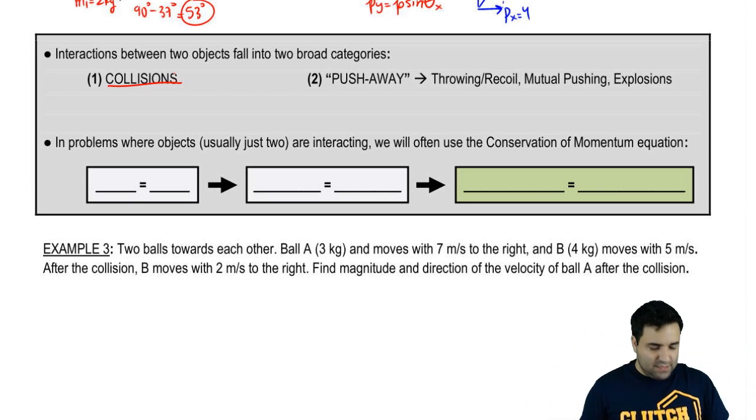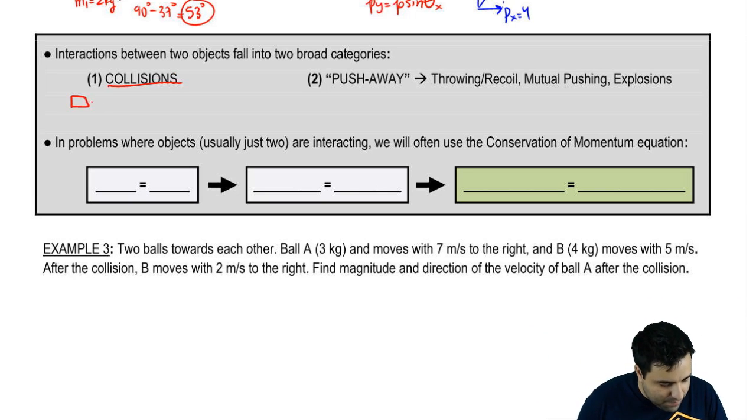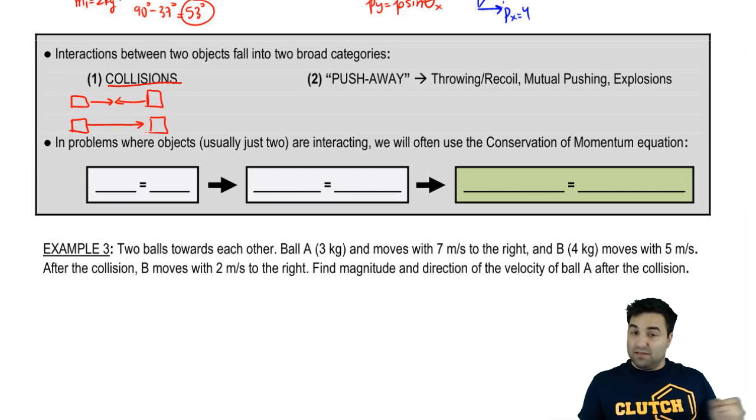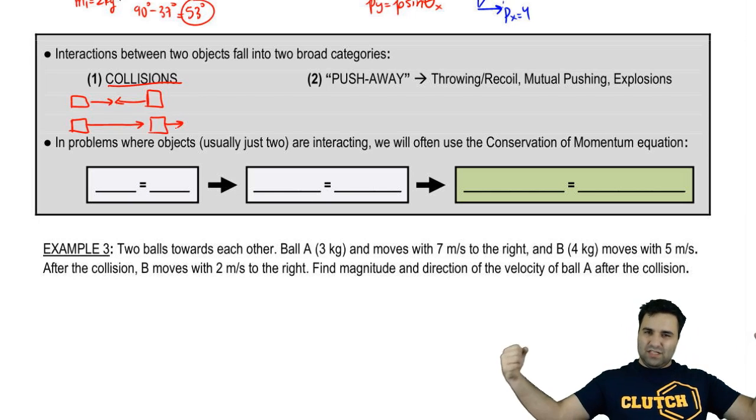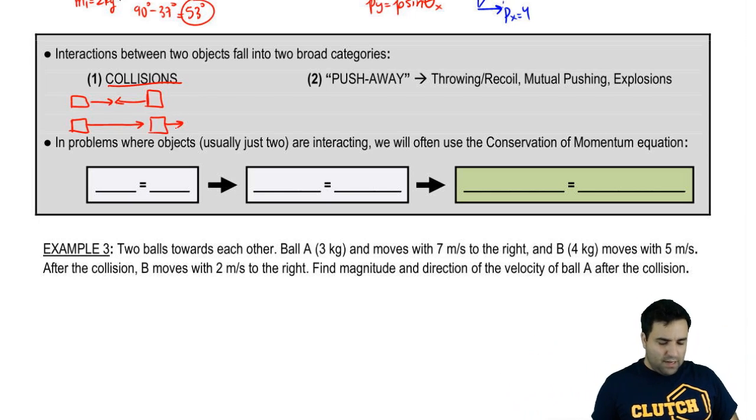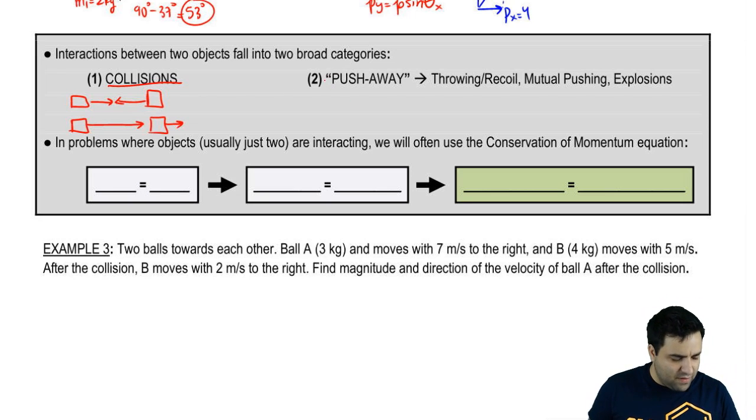Now, they don't necessarily have to be head-on. It could be that this guy just has a much faster velocity and that guy maybe isn't moving, or maybe it's moving but slower. So as long as they sort of go into each other in some way, it's a collision. The other type doesn't really have a very obvious name, so I kind of made this up.